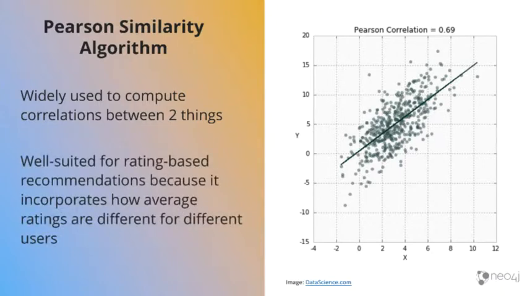It's particularly good for recommendations based on user ratings because it takes into account the fact that different users will have different mean ratings. Basically, on average, some users tend to rate things higher or lower than others. For example, we all know somebody who would never give a maximum rating to anything. So for them, a 4-star rating is roughly equivalent to other people's 5-star ratings. Since Pearson correlation considers these differences, it accounts for any discrepancy in how people rate businesses.